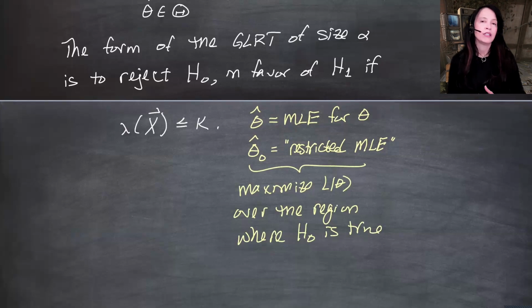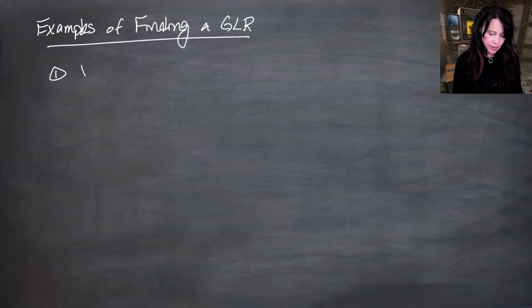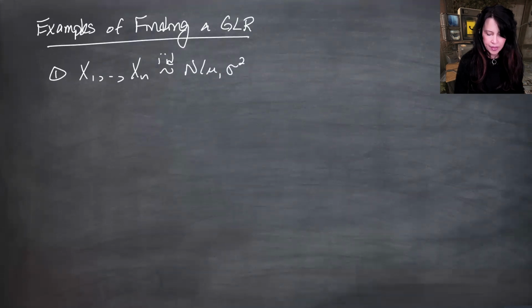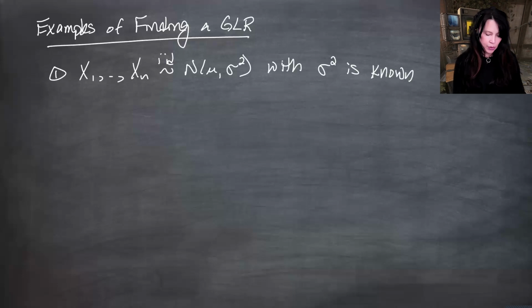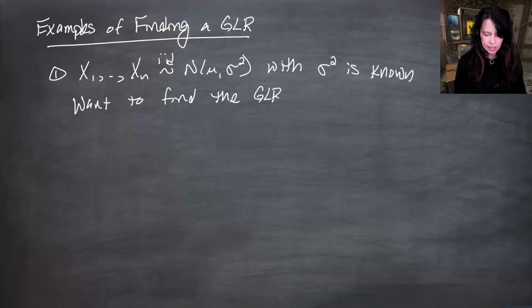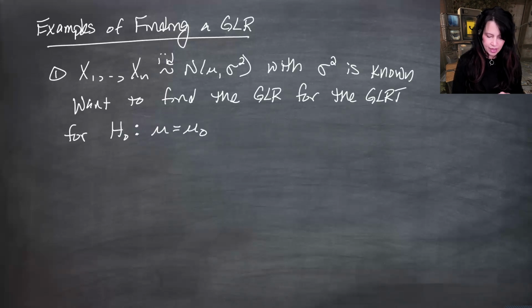So let's start off with some examples to make sure we can find the restricted MLEs, and then we'll jump into some tests. For my first example, I'm going to take x1 through xn, IID, normal, mu, sigma squared, and I'm going to assume that sigma squared is known. We'll take that assumption away pretty quickly here. Suppose I want to find the GLRT. You know what? I don't want to go that far in this example. So let me just say I want to find the GLR, the generalized likelihood ratio, for the GLRT, for the actual test. For testing the hypotheses, my null hypothesis is going to be that mu is some fixed mu naught, and my alternate is going to be that mu does not equal mu naught.